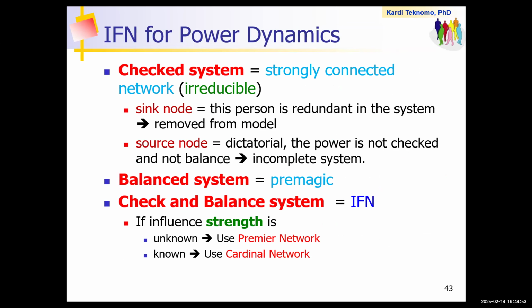Now it depends on you. You want to include the strength of the influence or not. If your influence strength is known, then you use a cardinal network. If the influence strength is unknown, then you use a premier network. In your IFN Excel add-ins, you just put equal n underscore premier network. You can get that. So computation is not so difficult.